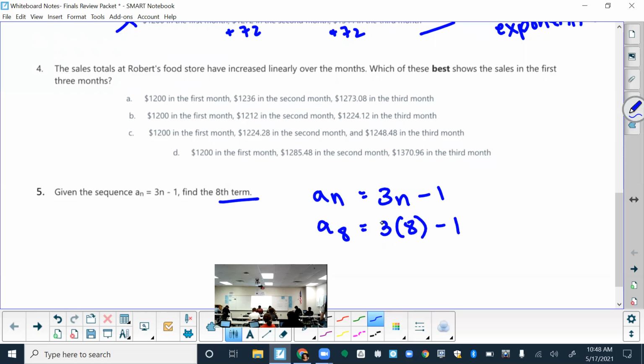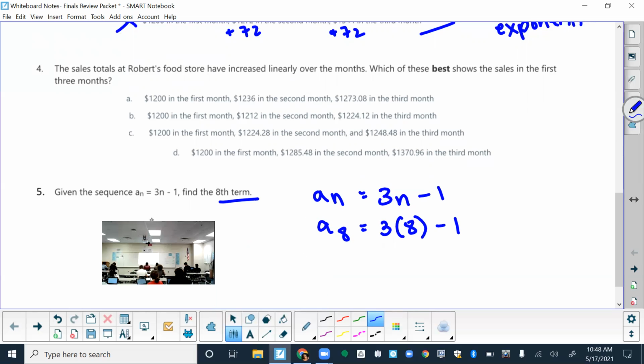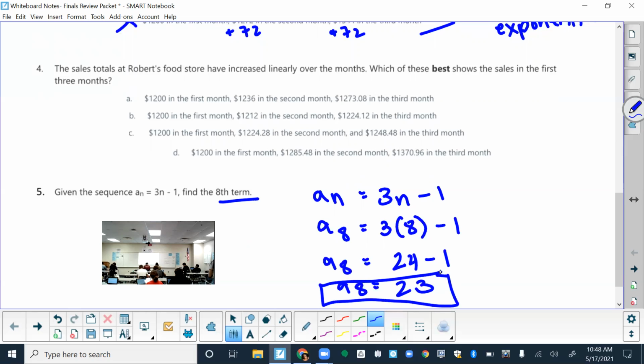And it looks something like this. So on the left side is just notation, so you're not solving for a or anything. On the right side, though, I can simplify. What's 3 times 8? 24. And then 24 minus 1 is 23. So this right here is saying that the 8th term is 23.